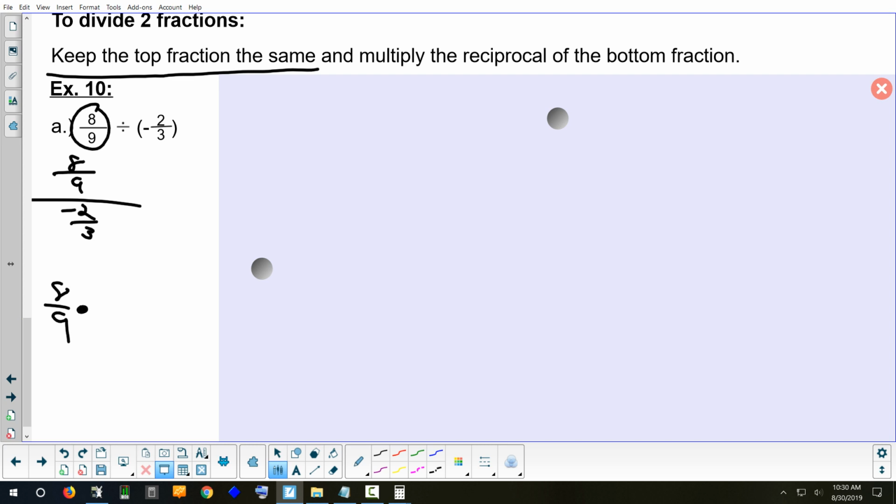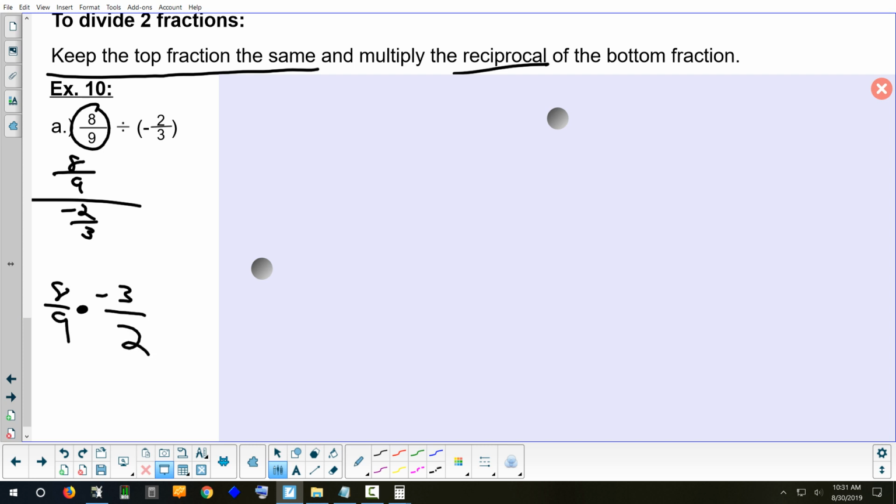So anytime we have division with fractions, we're not actually doing division. We're going to change it to multiplication using this trick. Okay? Keep the top the same, check. Multiply, check. What do I multiply by? The reciprocal of the bottom. So, what's the reciprocal of the bottom? 3/2. Yeah.